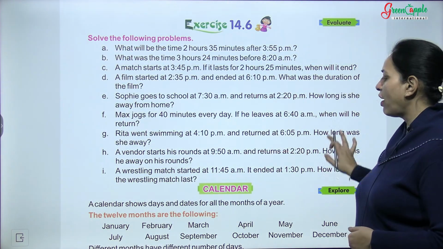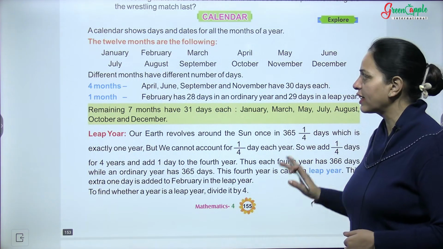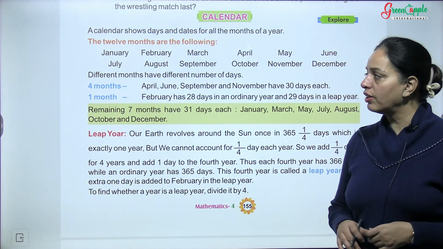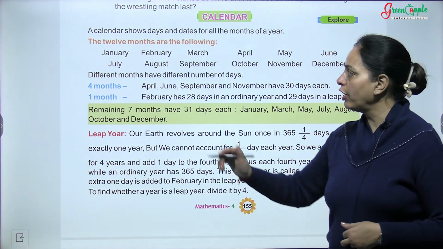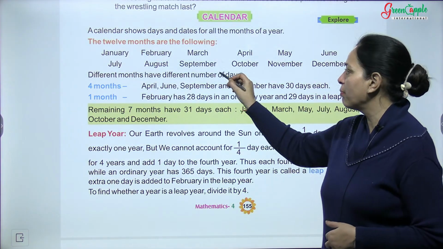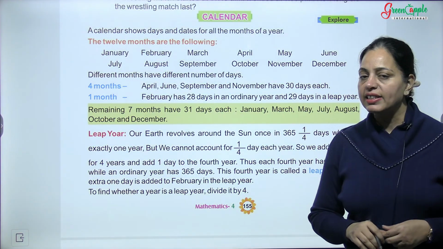So similarly, you can try the remaining questions. Now come to the next topic, calendar. A calendar shows days and dates for all the months of a year. The 12 months are January, February, March, April, May, June, July, August, September, October, November and December.